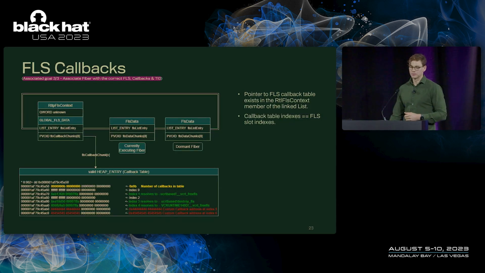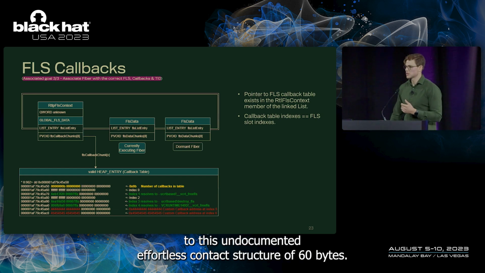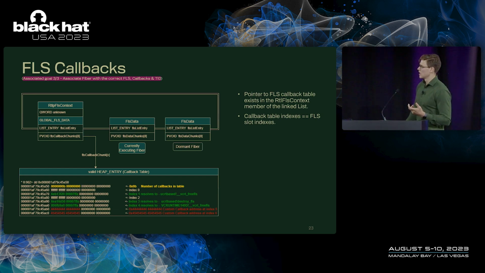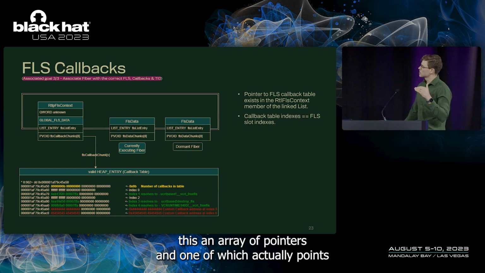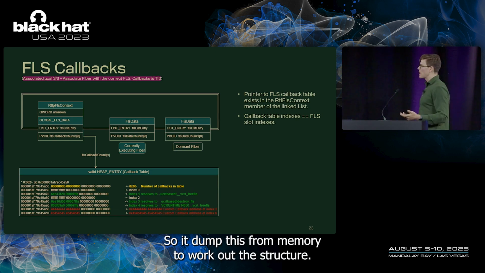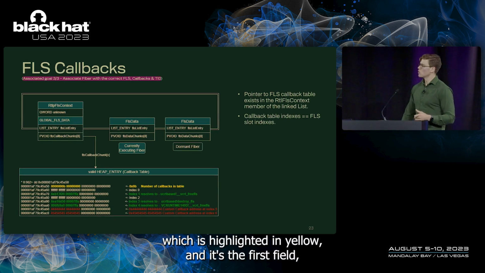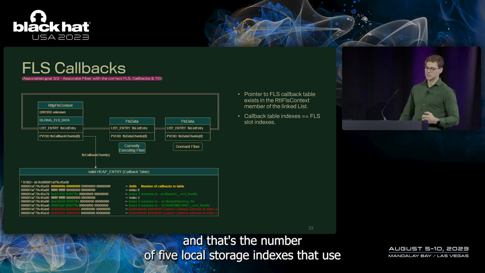callback information. So that additional entry in the doubly linked list from earlier points to this undocumented FLS context structure of size 60 bytes. And inside this, an array of pointers, one of which actually points to a valid heap block entry that contains the callback table. So I dumped this from memory to work out the structure. The callback table is actually dynamically defined based on its size, which is highlighted in yellow, and it's the first field, and that's the number of fiber local storage indexes that are in use.